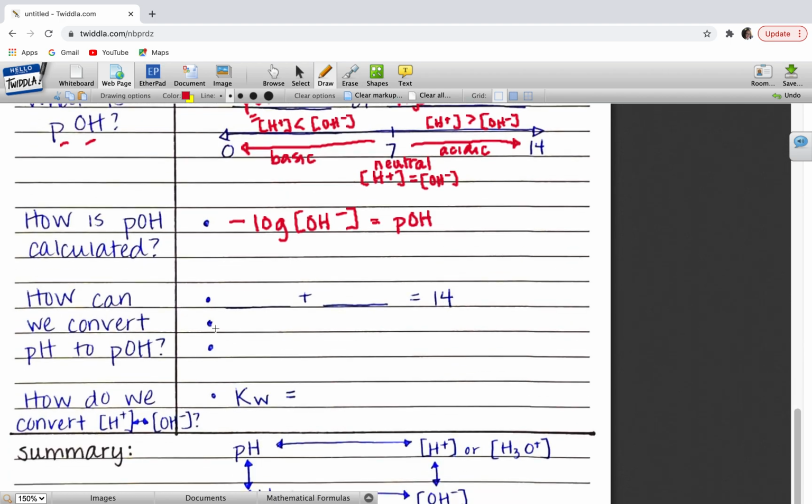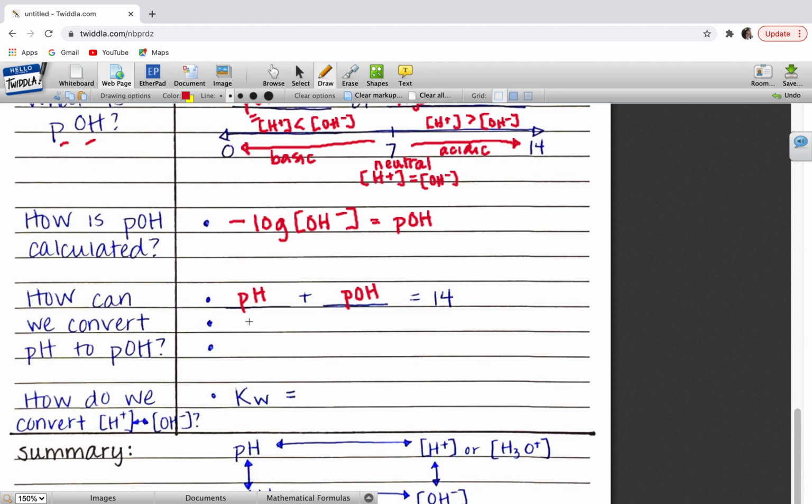So question is, how can we convert pH to pOH? So how do we go back and forth from one to the other? Well, they are actually related, because if I add together my pH and my pOH, the sum of those two values is going to equal 14. And that has to do with this thing called Kw down here, but the sum of those two values is going to be 14.